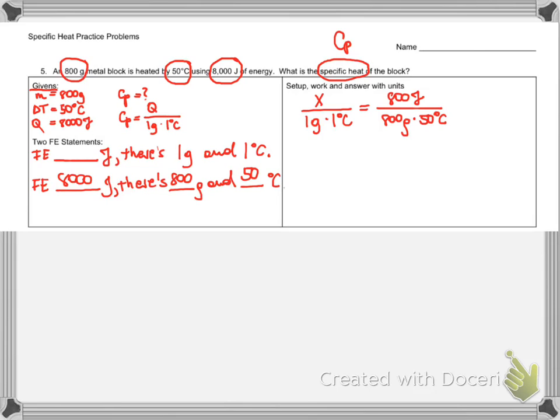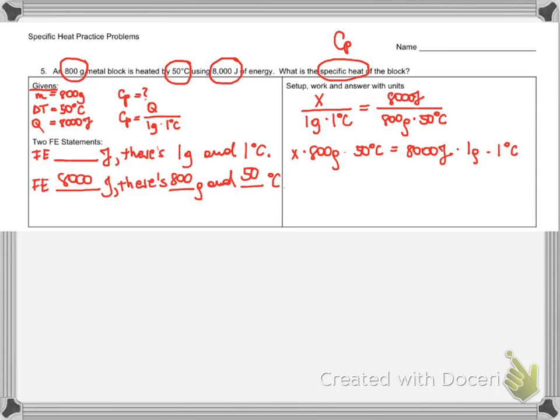Since you do have an equal sign between these 2 fractions, you can cross multiply. So I'm going to do x times 800 grams times 50 degrees Celsius. That will be equal to 8,000 joules. Should be 8,000. Missed a zero right there. I apologize. So it's 8,000 joules times 1 gram and times 1 Celsius.